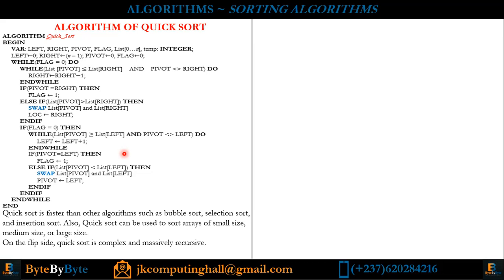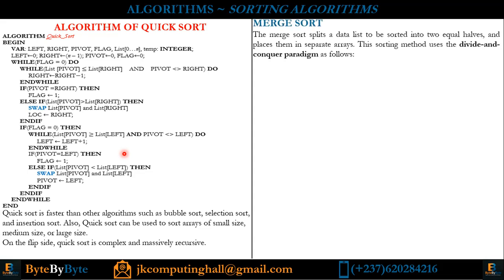Okay, a small notice. Quicksort is faster than other algorithms such as bubble sort, selection sort, and insertion sort. Also, quicksort can be used to sort arrays of small size, medium size, or large size. On the flip side, meaning on the other hand, quicksort is complex and massively recursive. Take note, dear students. So this is what we have for our next and last lesson.